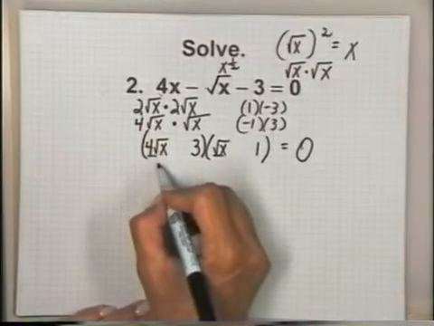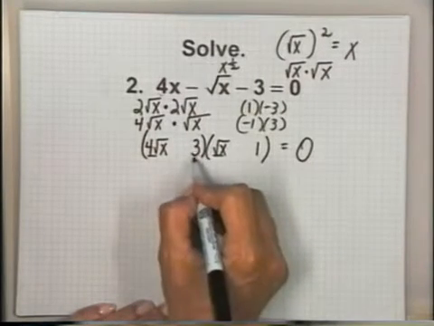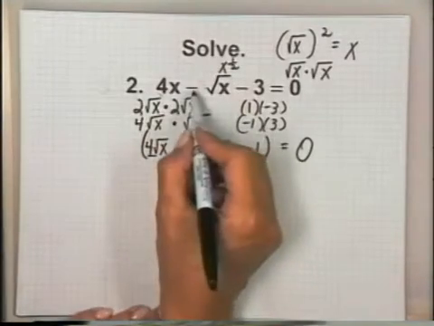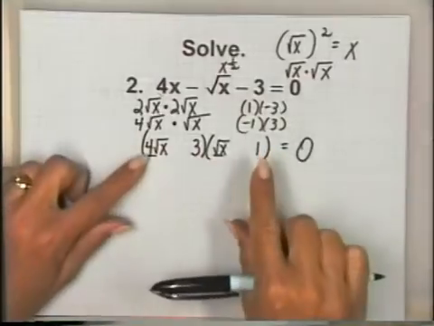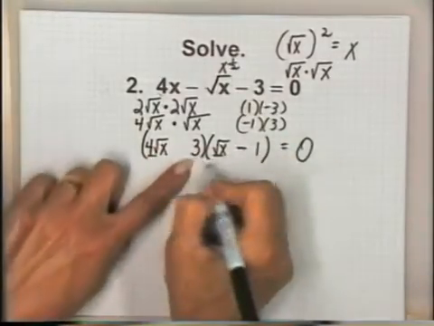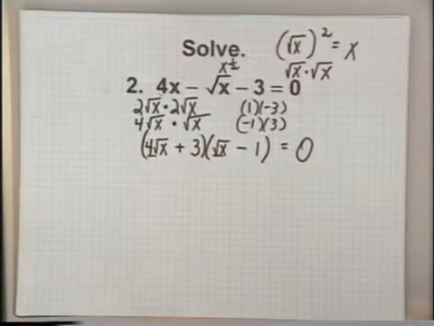That will give me an outside product of 4 times the square root of x and an inside product of 3 times the square root of x. Since the coefficient of my middle term is negative 1, that tells me that the 4 needs to be negative and the 3 needs to be positive.